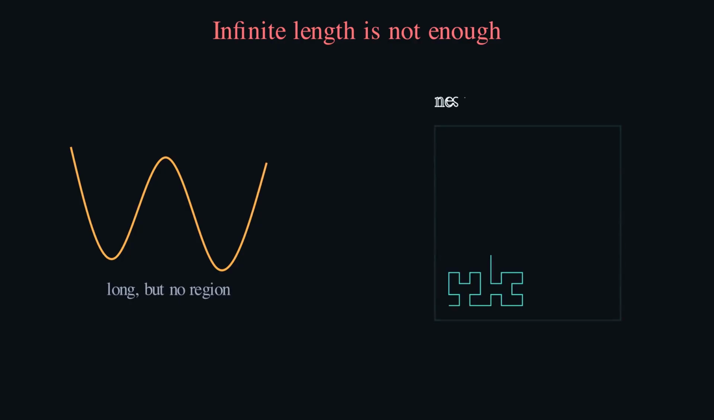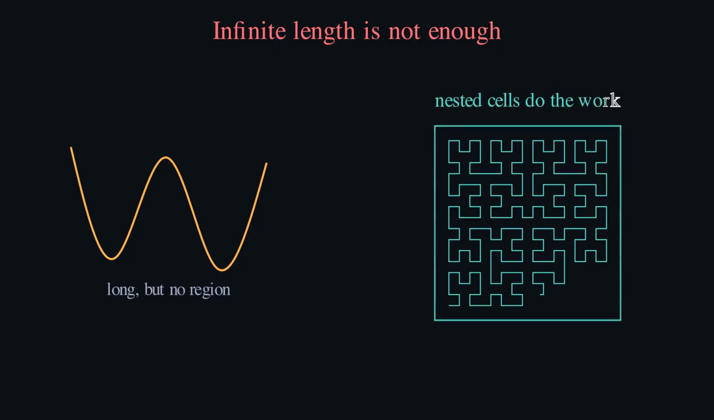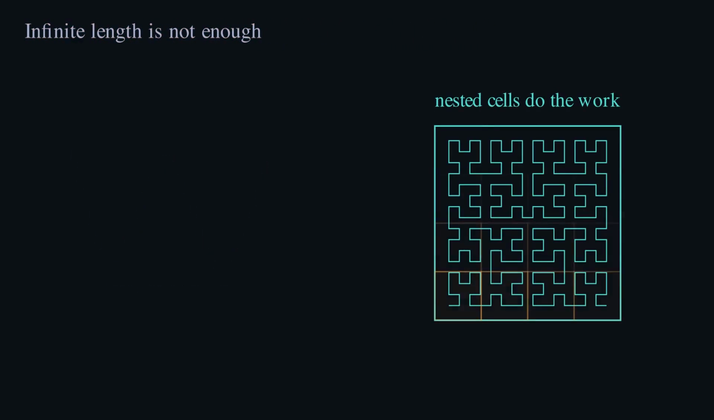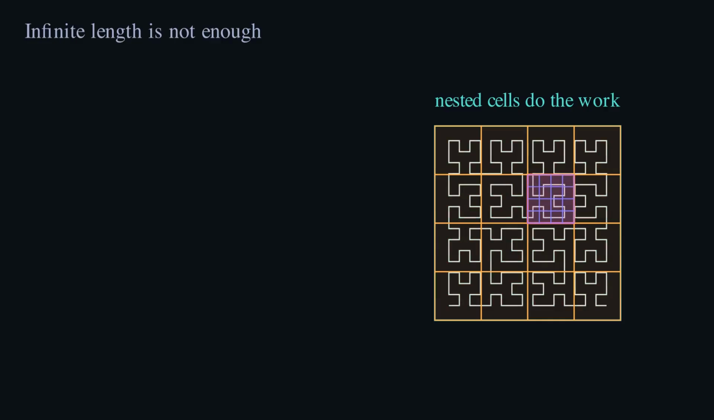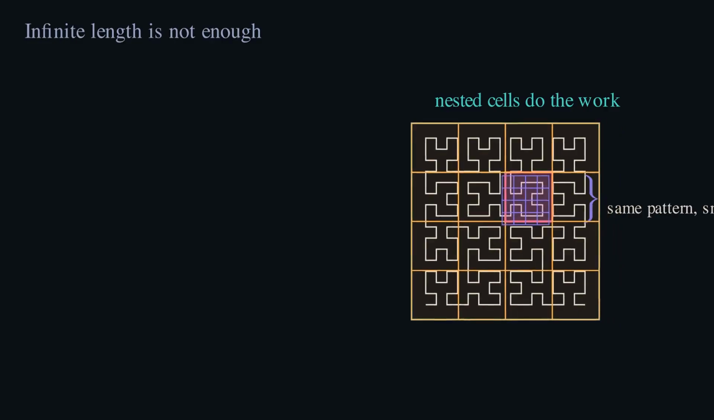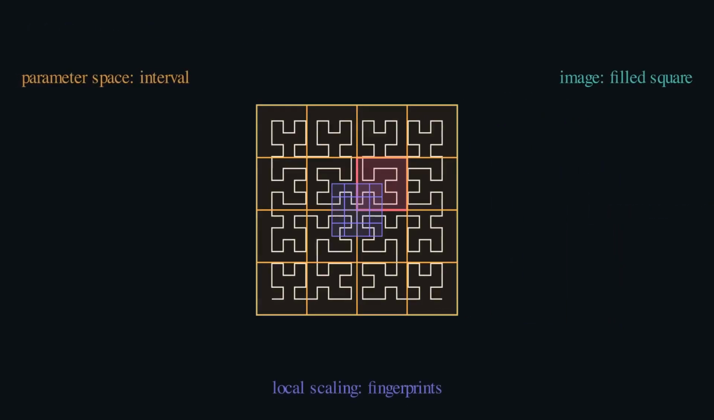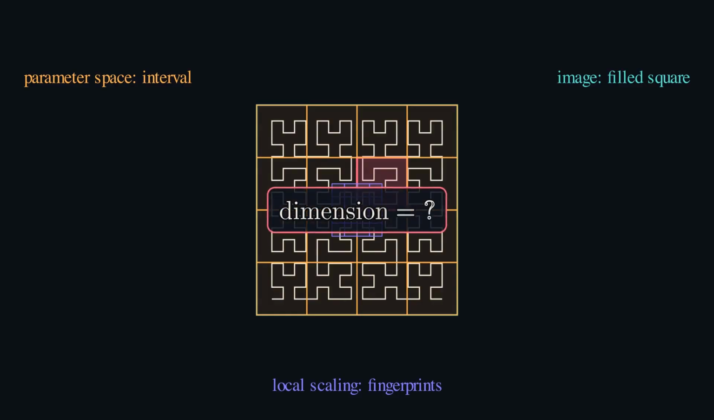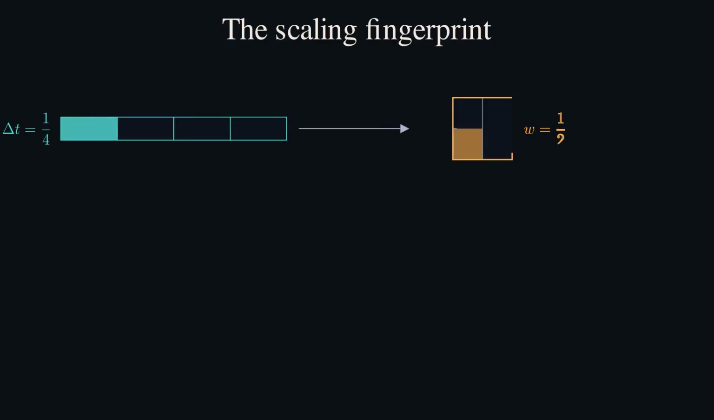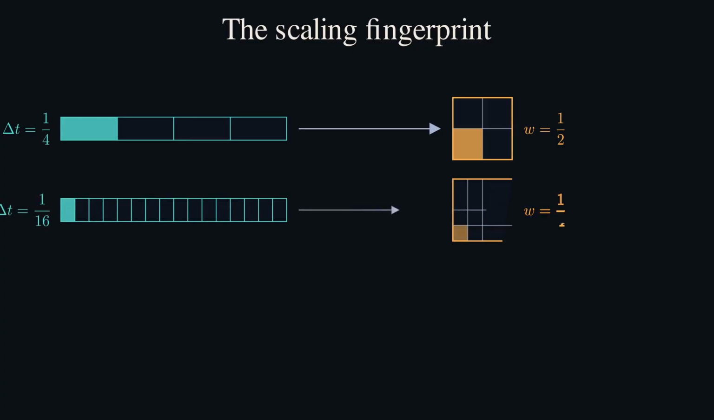There is one more apparent offense. A continuous curve from an interval usually feels like a one-dimensional object, yet this image has area 1. So which dimension does the Hilbert curve actually have? The answer depends on whether we mean the parameter space, the image, or the local scaling law, and that local law leaves a very clear fingerprint. The fingerprint is this: shrink the time interval by a factor of 4, and the corresponding piece of the square shrinks in width by only a factor of 2. Time and distance scale at different rates.